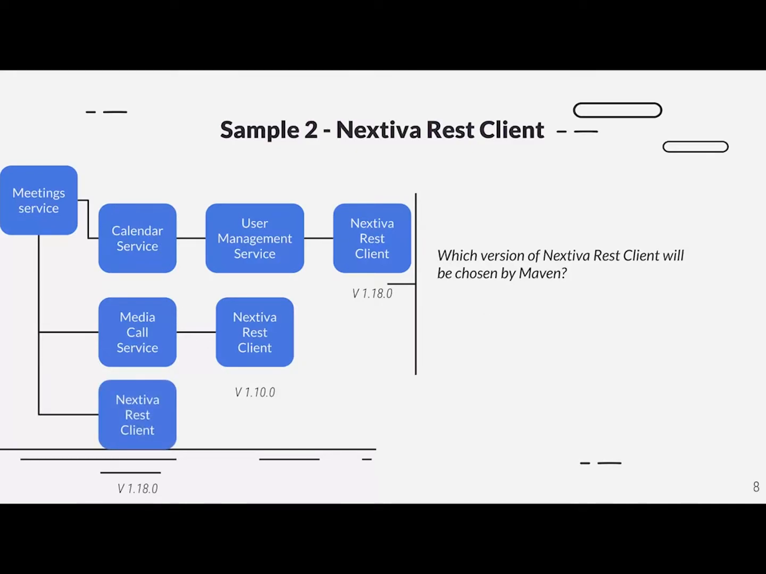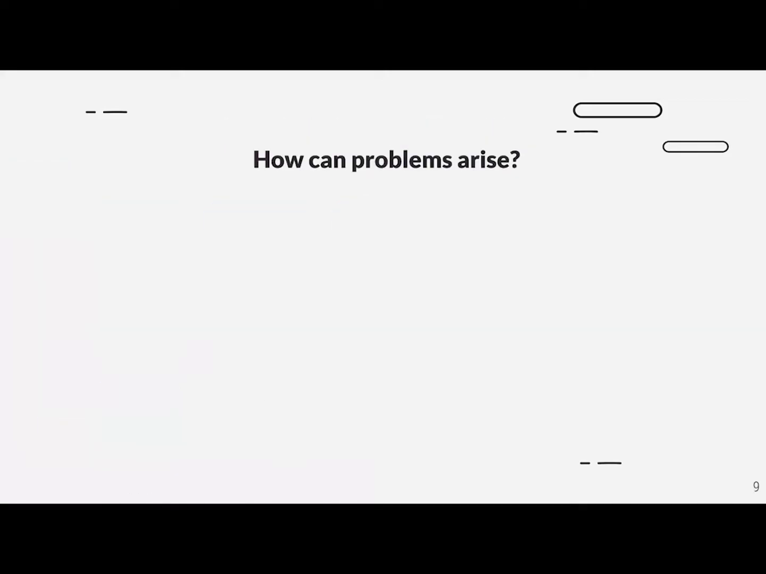What happens if we do this? Basically, we are defining Nextiva REST client as a direct dependency of meeting service. And now, as we have it closer to our meeting service, we are overriding the versions that we have in a transitive way. And so this is the way to override our version and define exactly which version we want. So this is how the dependency mediation works in Maven.